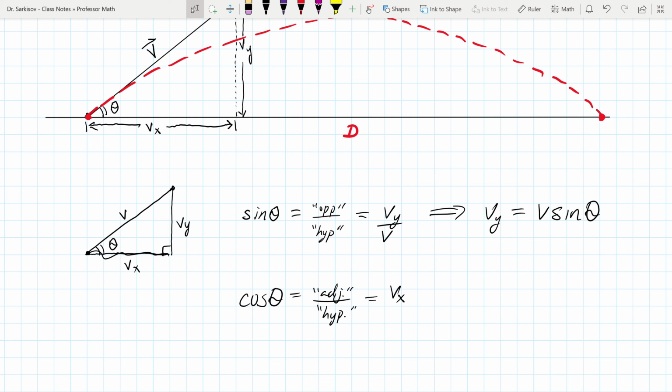Let's say adjacent to this theta is the Vx, over the hypotenuse V. And so when we solve for Vx, what do we get? V cosine theta, right? So you just bring this V over here, and you get Vx equals V cosine theta. Multiply both left and right sides by V, basically. Again, V is not 0. Okay, so now let's look at this.